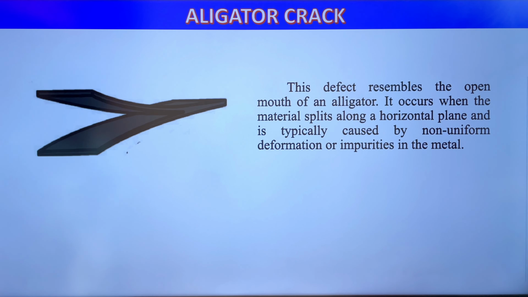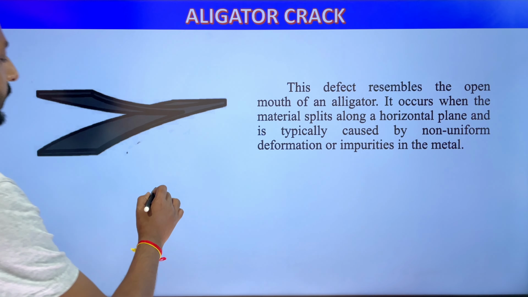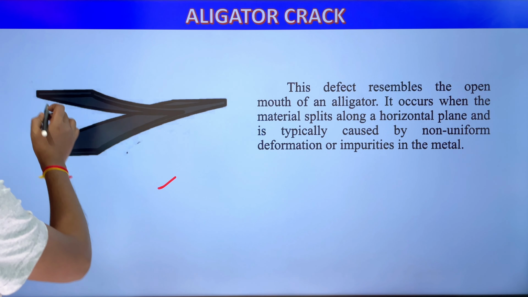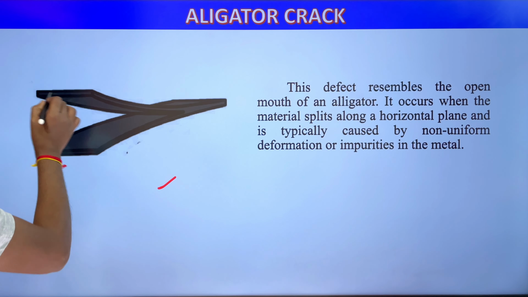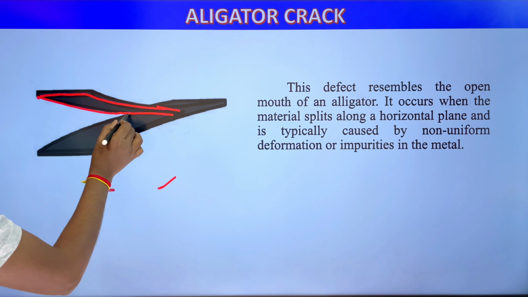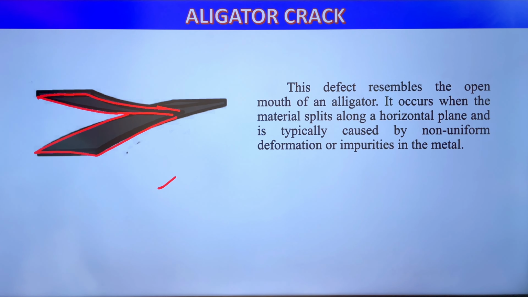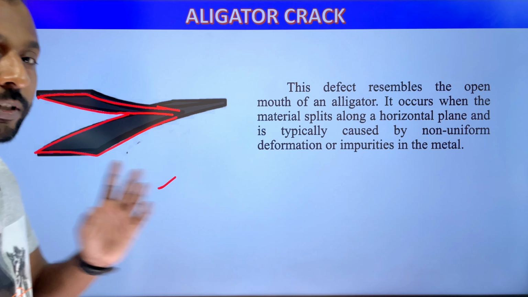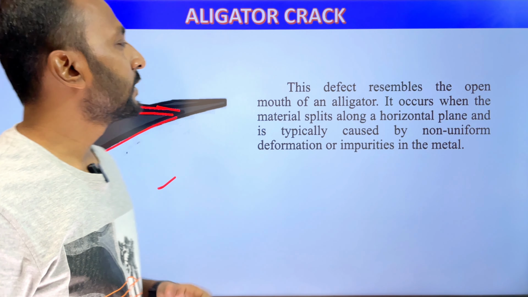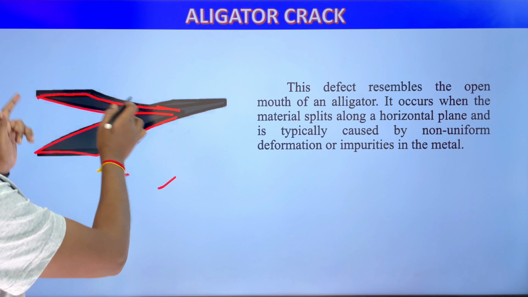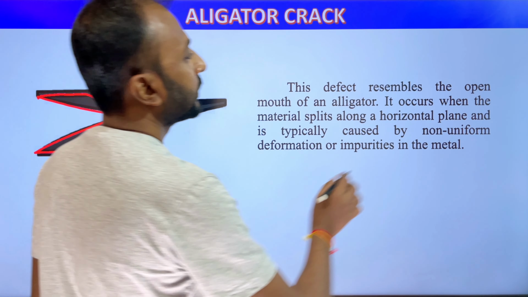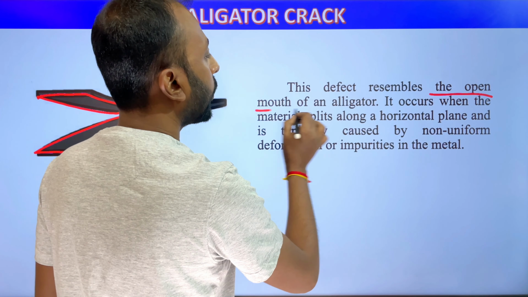The next and the last one is alligator crack. This is the alligator crack rolling defect. We can see that this portion is like the open mouth of an alligator. This is not an alligator; if this were an alligator, then this class might be a life science class, but this open portion is like the mouth of an alligator. So alligator crack is like the open mouth of an alligator.